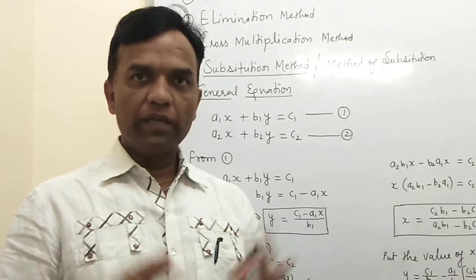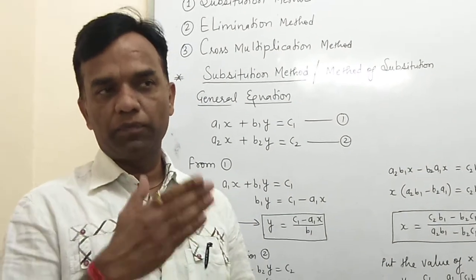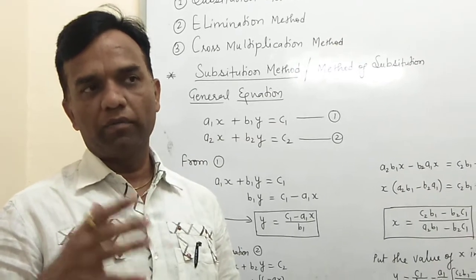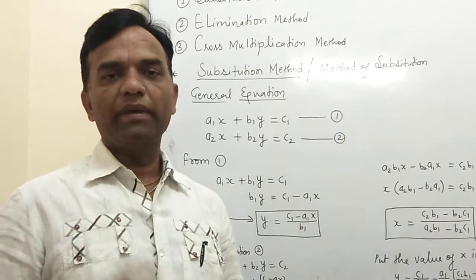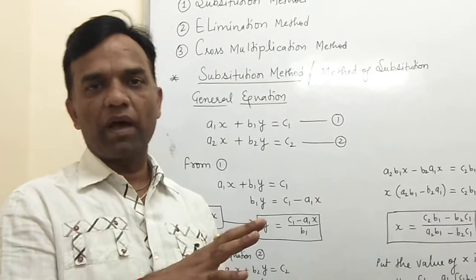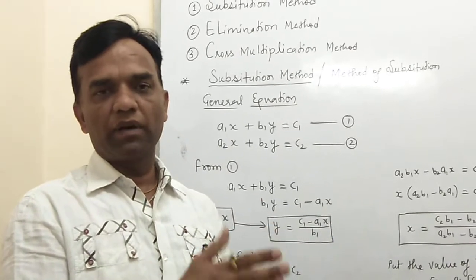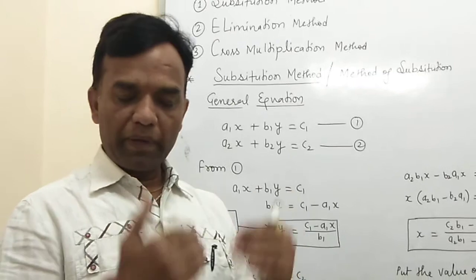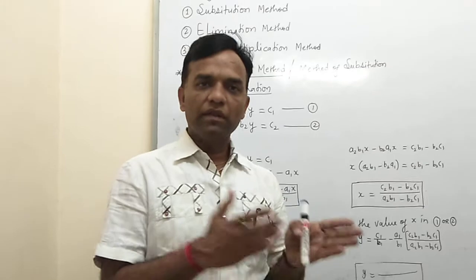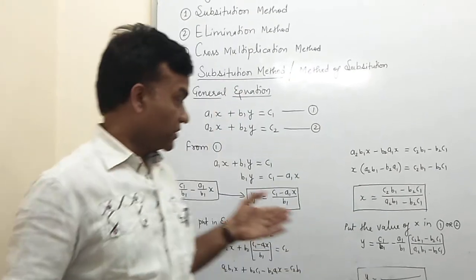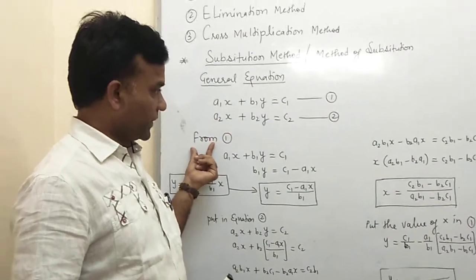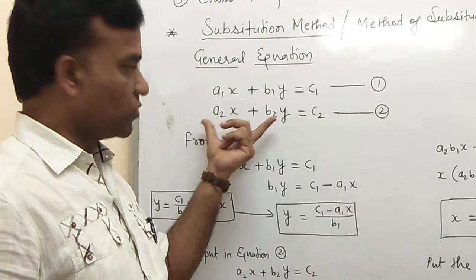First you decide which equation you take first, because you check which variable, x or y, has the unit coefficient. Suppose the first equation has y with coefficient 1, or x with coefficient 1, or maybe equation 2 has one variable with coefficient 1, then you take that equation first. Here x and y both have some coefficients, so we start from equation 1, because here we use the general form.